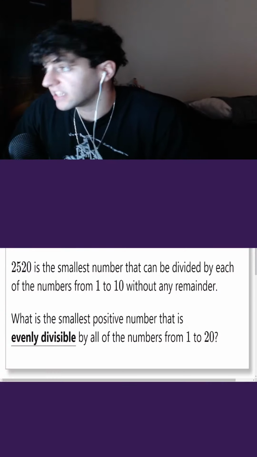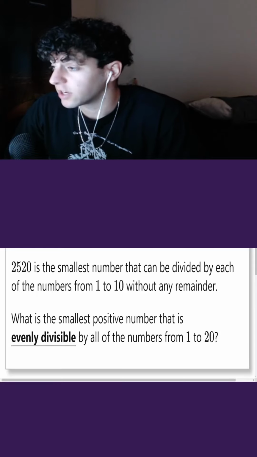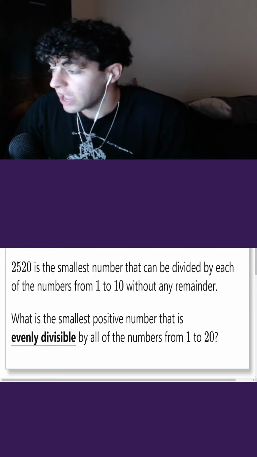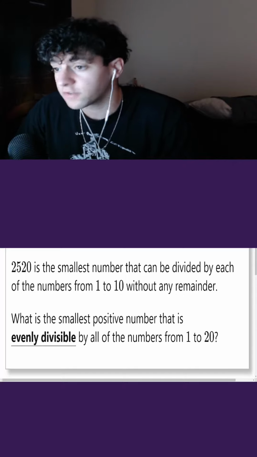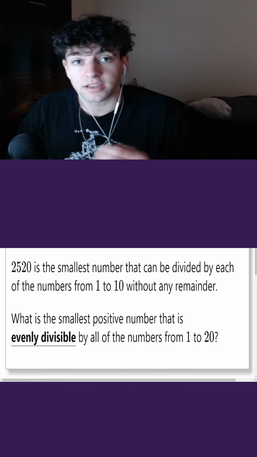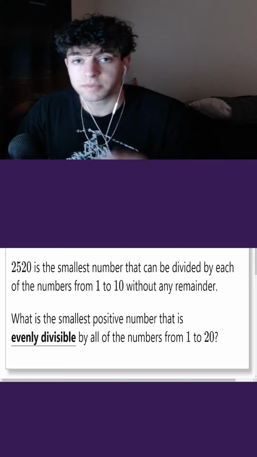So our problem today states that 2,520 is the smallest number that can be divided by each of the numbers from 1 to 10 without any remainder. And we're asked what is the smallest positive number that is evenly divisible by all of the numbers from 1 to 20. In other words, this is a least common multiple problem. We have to find the least common multiple of every number between 1 and 20.